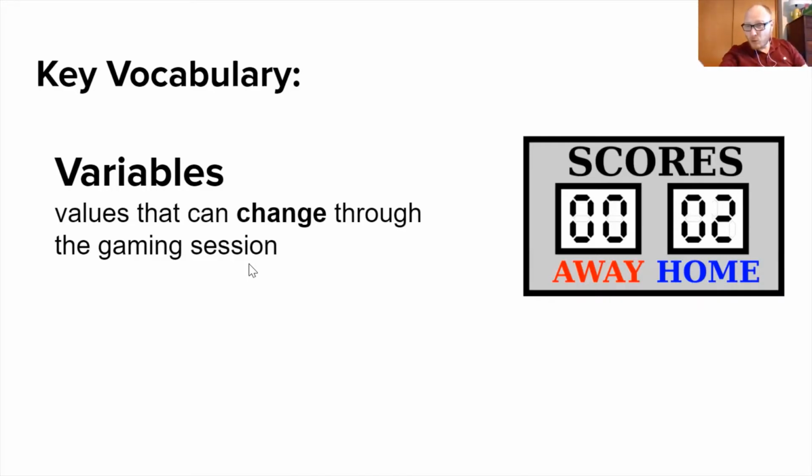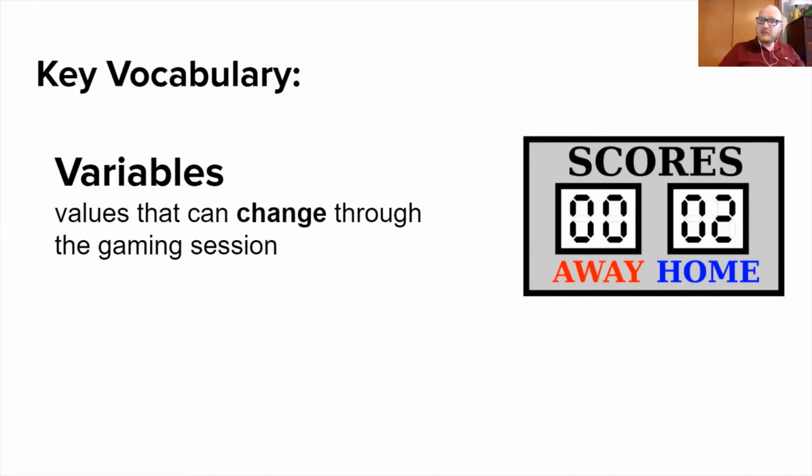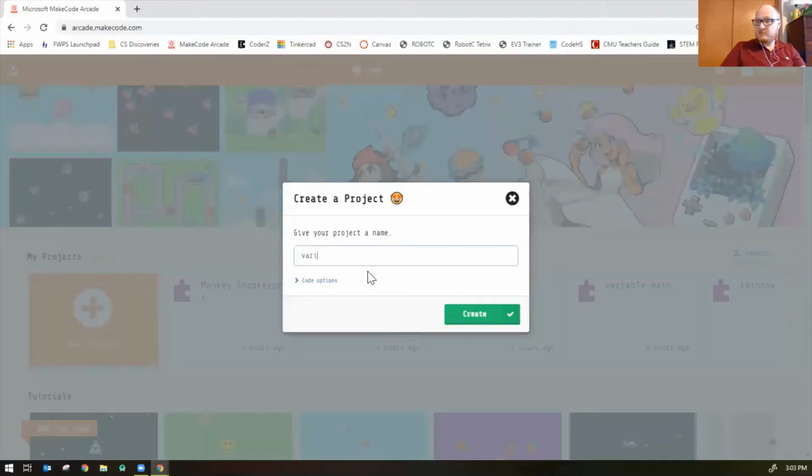So things like the score would be a variable because the score has to go up as you play, right? That's a constantly changing value. Things like your health, those also change. That would be a variable. So variables are numbers that we want to be able to change throughout our coding. So let's do a little bit of programming here, and we'll learn how variables work in MakeCode Arcade. So we're gonna start a new project. I'm just gonna call it variables.